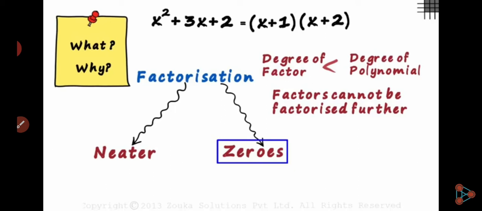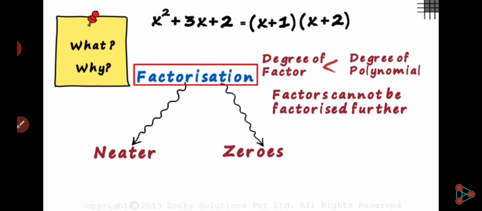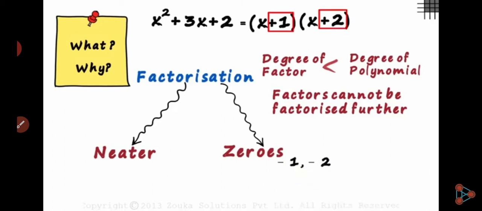Here x plus 1 and x plus 2 are two factors of x squared plus 3x plus 2. When we factorize this equation, we get x plus 1 and x plus 2. Now x plus 1 and x plus 2 give us the zeros of this equation. Setting x plus 1 equal to 0, x is equal to minus 1, and x plus 2 equal to 0 gives x equal to minus 2.